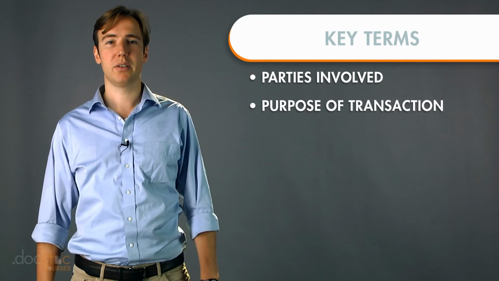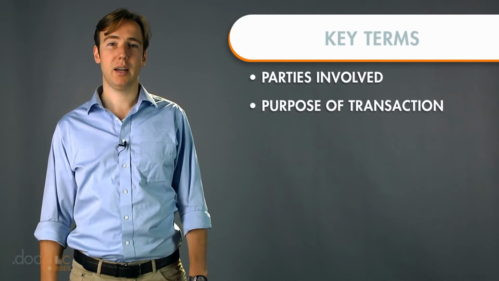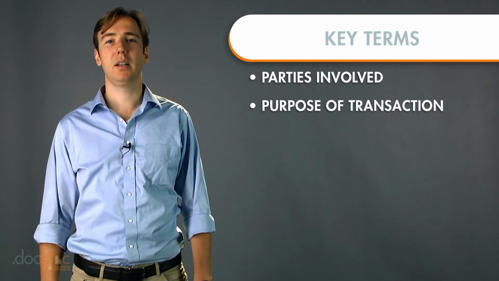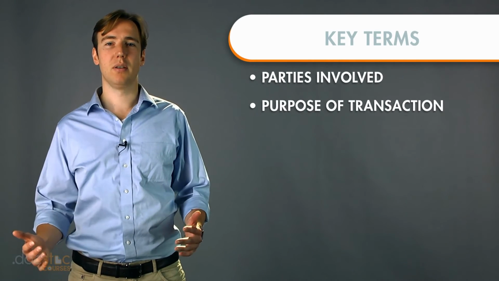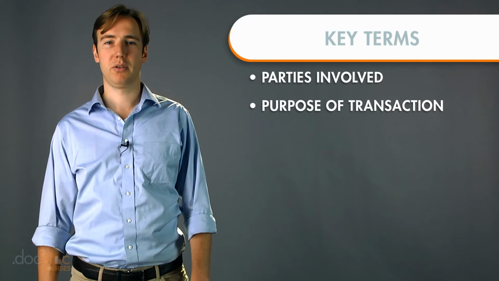Often this is obvious, such as the acquisition of a company or a financing. In other cases, such as a joint venture or a partnership, it may not be as clear. Whatever the transaction, the term sheet should be clear as to what the parties are looking to accomplish.